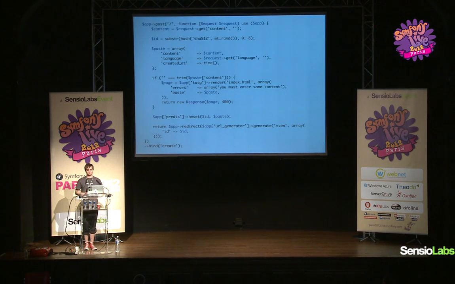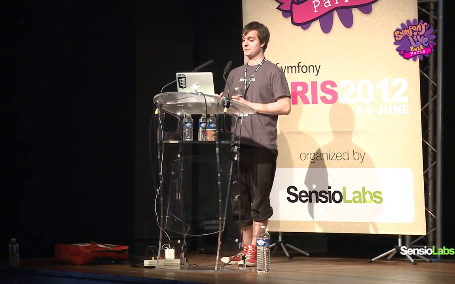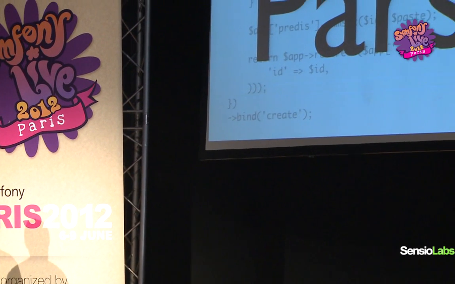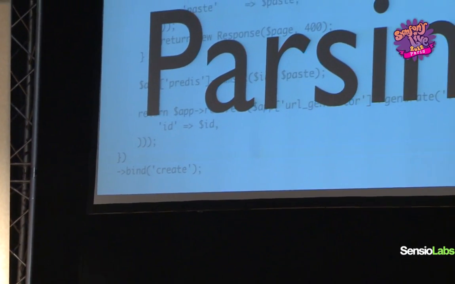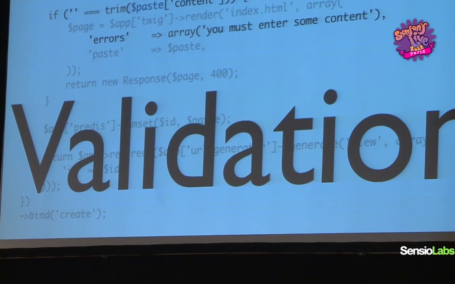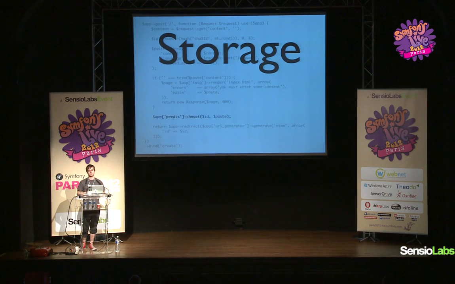All right, so if we look at this function, what does it do? Does it do just one thing? No, it does many things. So we have quite a few different things going on here. First, we have the parsing step. So this is taking a request and parsing it into a paste object, paste array. Then we have a validation step. And then finally, we have the storage or persistence. So these are lots of different things that are all happening in the same place.